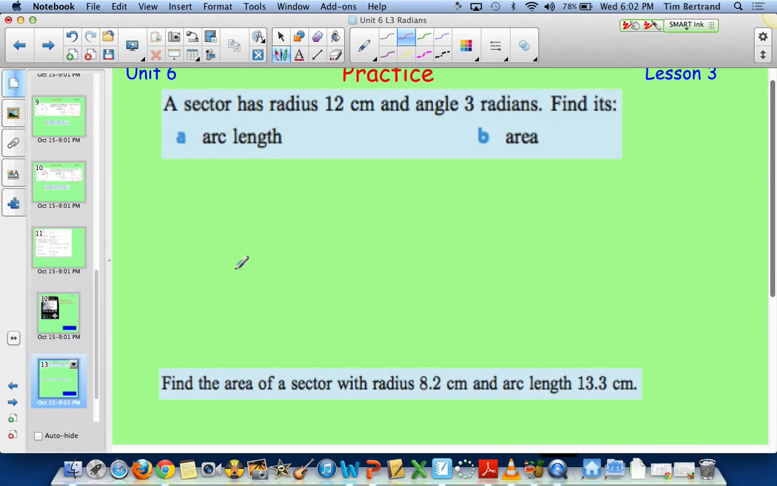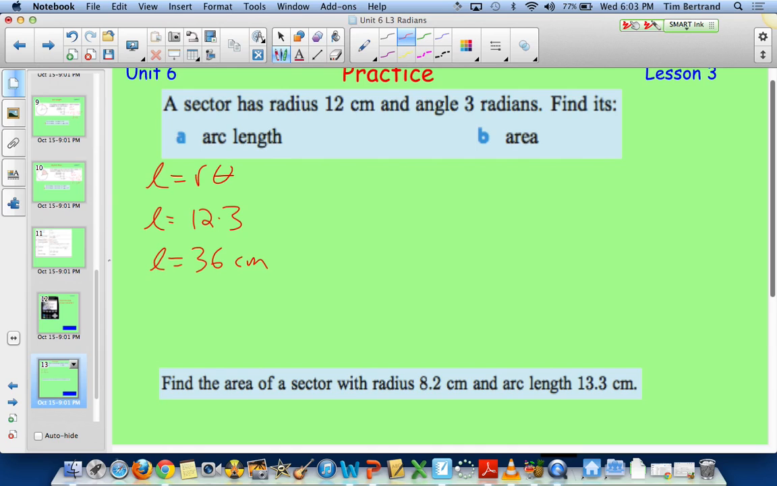I want to work a couple of quick examples here. Our formula for arc length, what they're asking me to find, is L equals r theta. See if you can set this up correctly on your own before I do it. Just a quick substitution. The radius is given as 12. Theta is the measure of the angle in radians. That's given to us as 3. So the arc length is 36, and this is in centimeters.